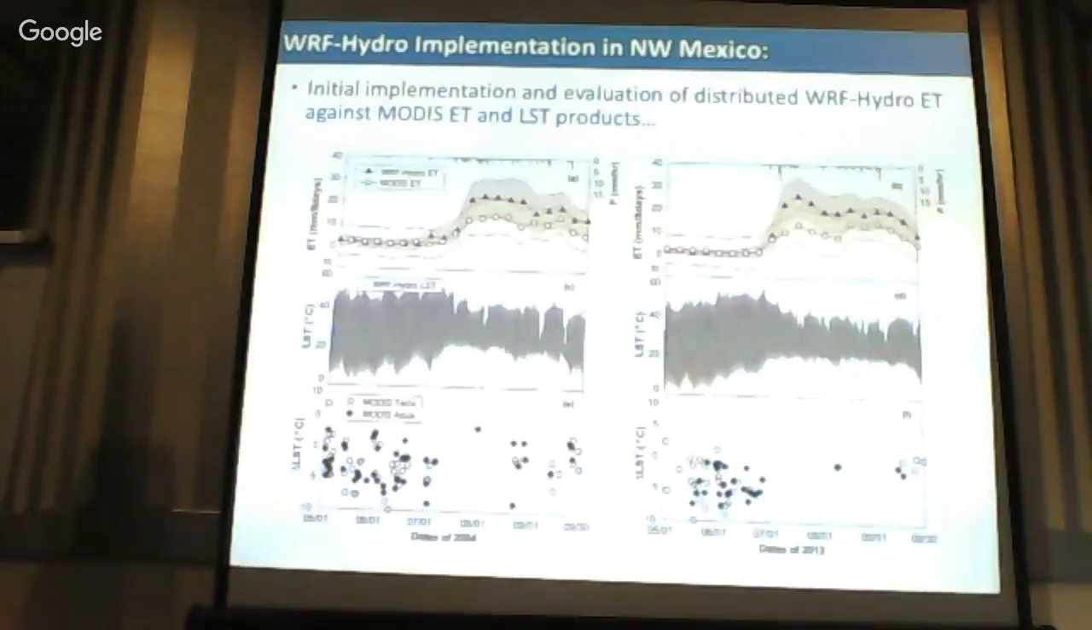Last bit of evaluation then for the offline model is to start to compare what the model's doing versus these ET products.